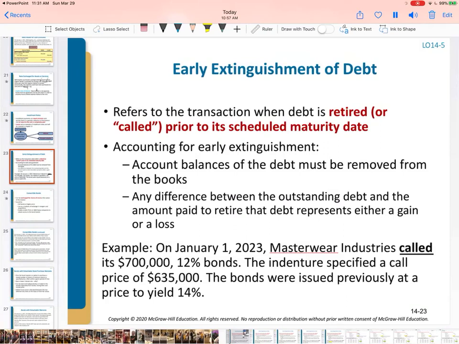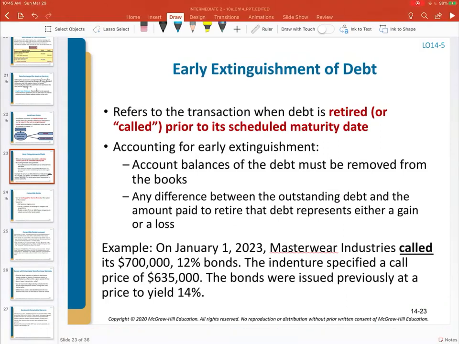So, continuing our discussion about bonds. We discussed how we account for bonds with premiums and discounts. We discussed how we account for bonds that have debt issue costs. Now we're going to discuss what happens if we have a bond outstanding and we decide to retire it or extinguish it early. Essentially, we are going to pay off the value of the bond prior to its scheduled maturity date.